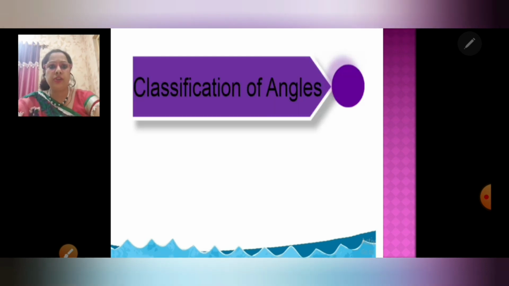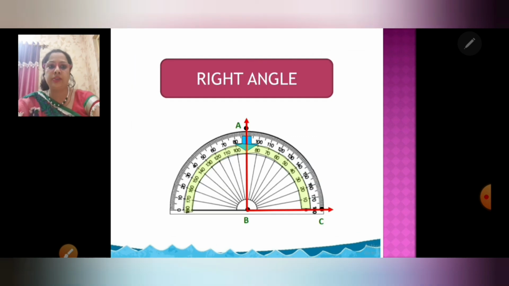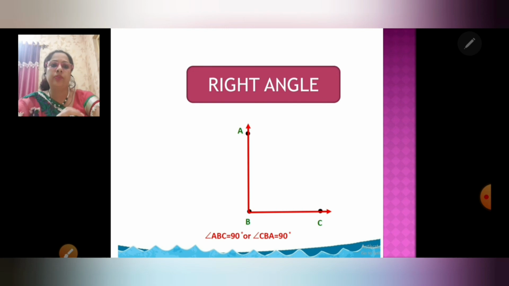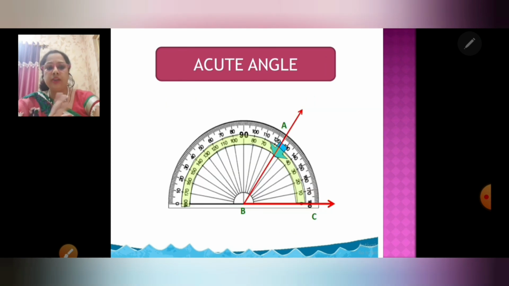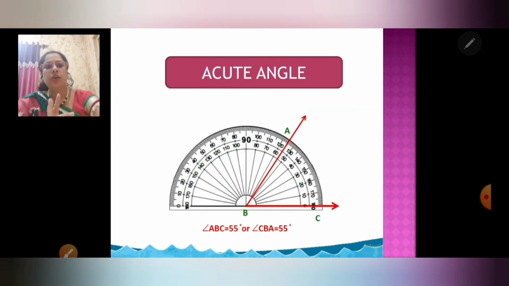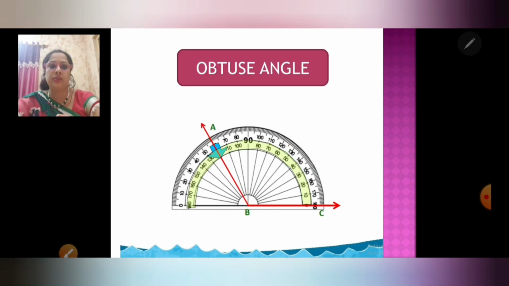Now children, we will learn classification of angles according to their measurement. So right angle, it is 90 degree. An angle whose measure is 90 degree is called a right angle. Acute angle means an angle which is less than 90 degree. So here the angle which you can see on your screen is 55 degree, which is less than 90 degree. So it is an acute angle.